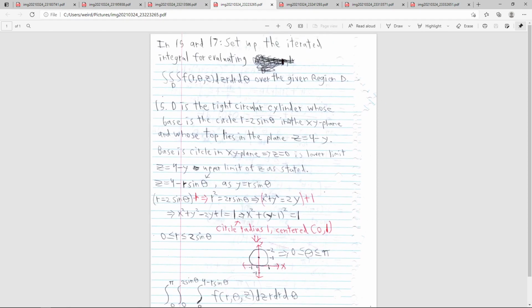D is the right circular cylinder whose base is the circle r equals 2 sine theta in the xy plane, and whose top lies in the plane z equals 4 minus y. So the base is a circle in the xy plane. That's one way to tell that z equals 0 here. So to sketch out or have a sketch provided, z equals 0 is the lower limit, because you have its circle in the xy plane, and that's where z will equal 0 in the xy plane.